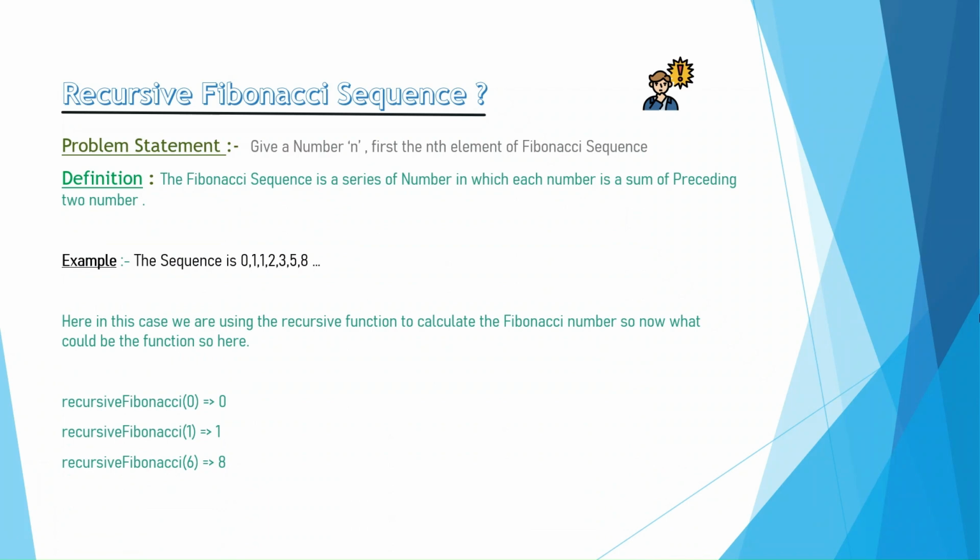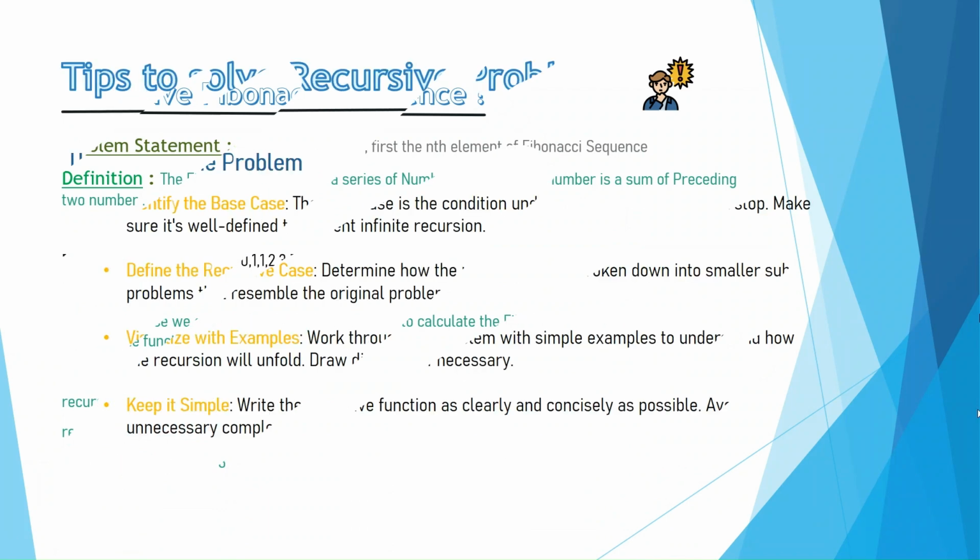Then, what is the Fibonacci sequence? The Fibonacci sequence is a series of numbers in which each number is the sum of the preceding two numbers. As you can see in the example, the sequence is 0, 1, 1, 2, 3, 5, 8. In this case, we are using a recursive function to calculate the Fibonacci number. So, what could the function be? Here, you can see the recursive function for 0 would output 0, for 1 it equals 1, and for 6 the output will be 8.